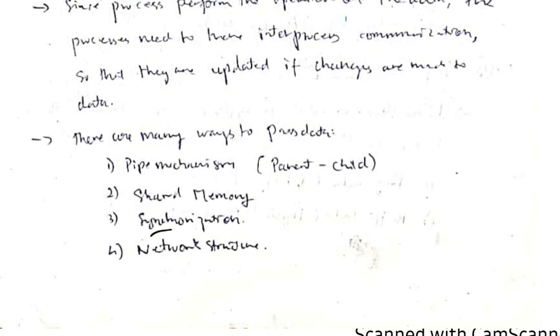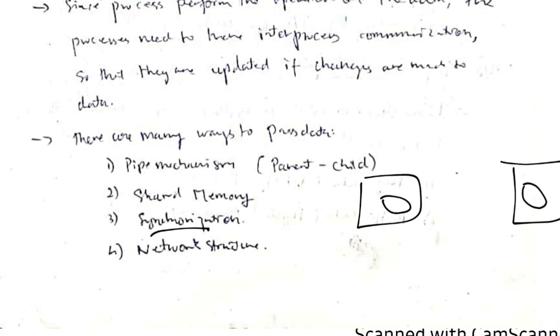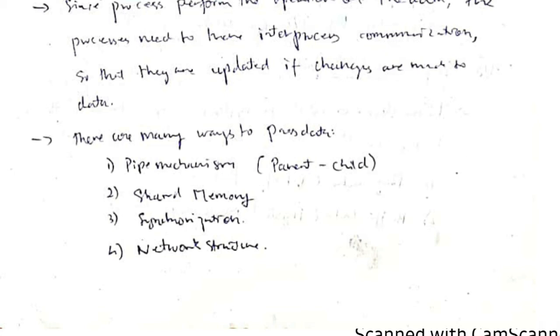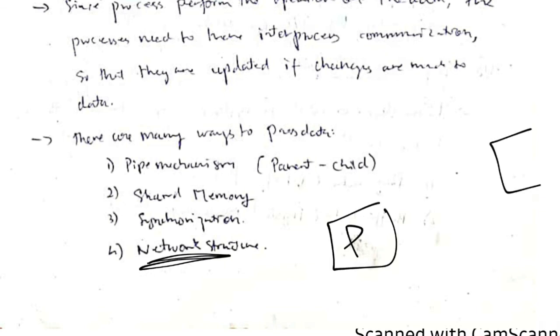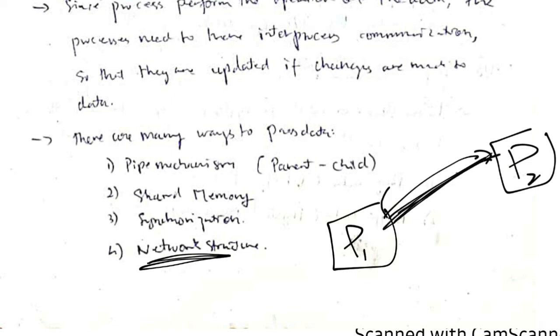The third one is synchronization. Synchronization means if a process is making a change here, at the same speed only the other process should be able to receive the change. If there is no synchronization, some data can be lost. And the last one is network structure. This is for the processes which are operating at remote locations. So in the remote location, the data is passed through the network structures.